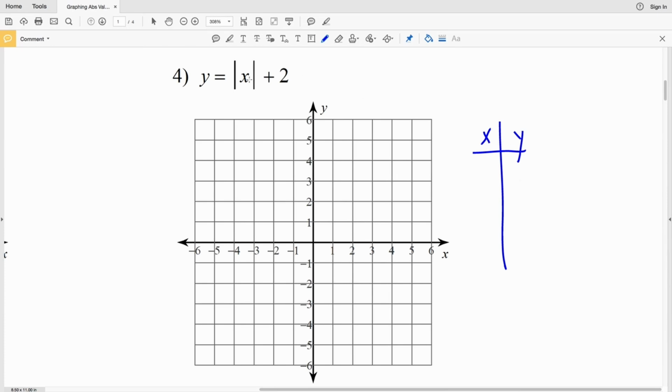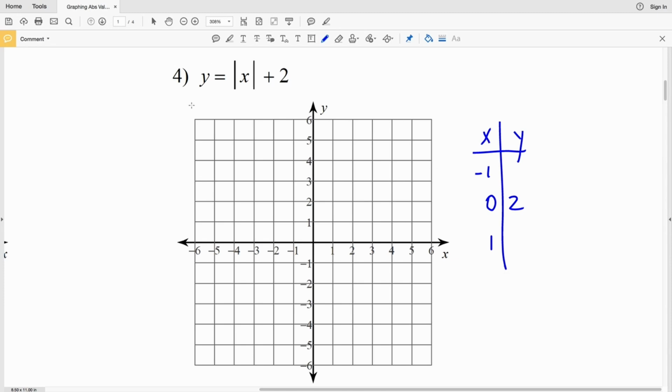Again, with the t-table, we're going to locate the turning point, which occurs when what's inside the absolute value equals 0. And because we just have x within the absolute value, we know the turning point occurs when x is 0. So plugging in 0 for x, we'll be left with y equals 0 plus 2, so y is equal to a positive 2. And then I'll do 1 point less than that 0 and 1 unit greater than that 0.